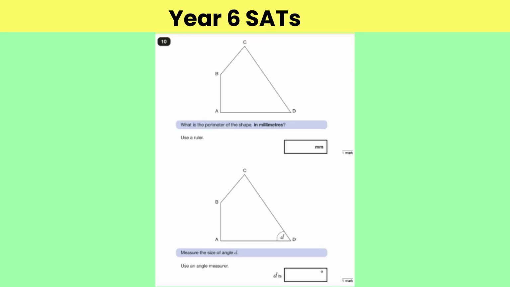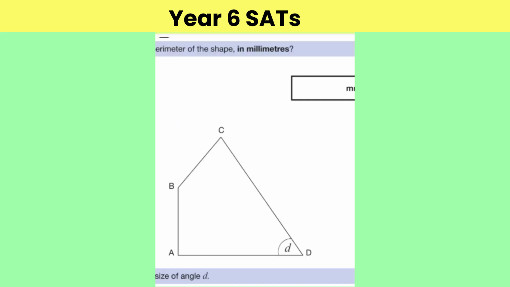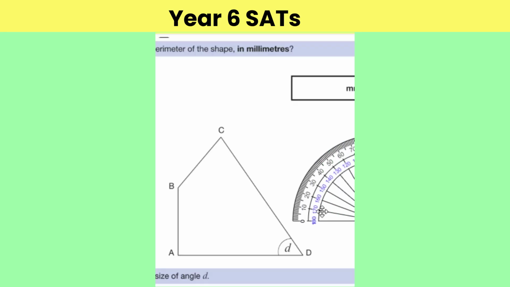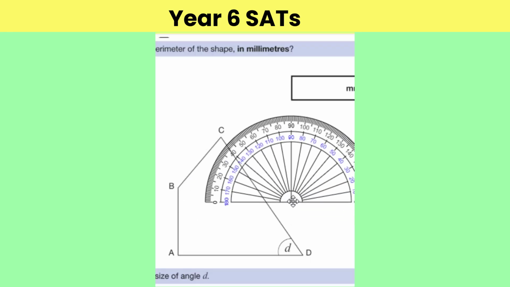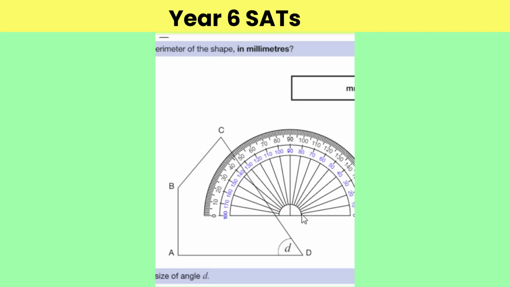Okay, so let's look at the second part of this question. For this, we need to use a protractor. I'm going to use an online protractor to show you how to solve this problem. Okay, so once you've identified which side of the protractor to use, so if you look at the protractor, there's a left and a right side of that semicircle. Our angle is going to the left.